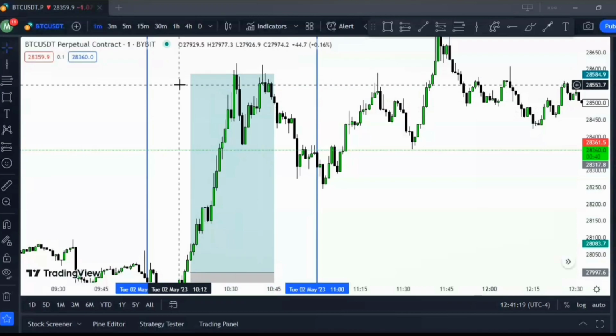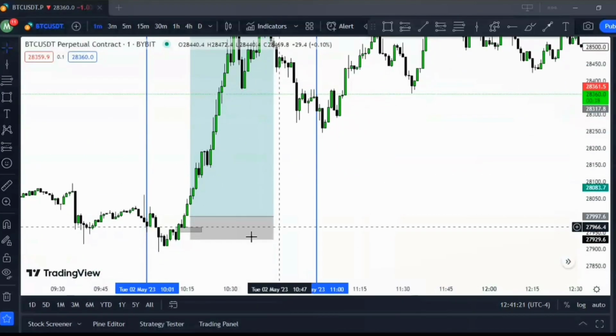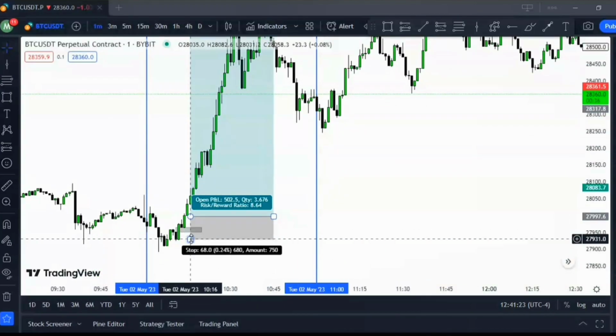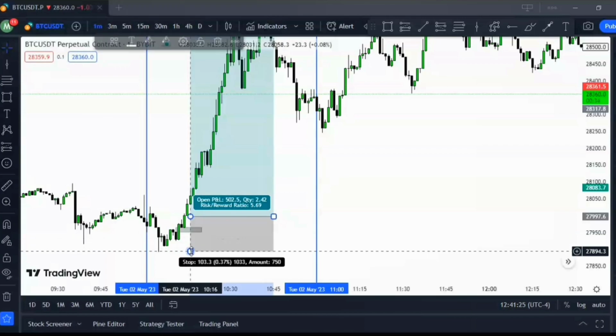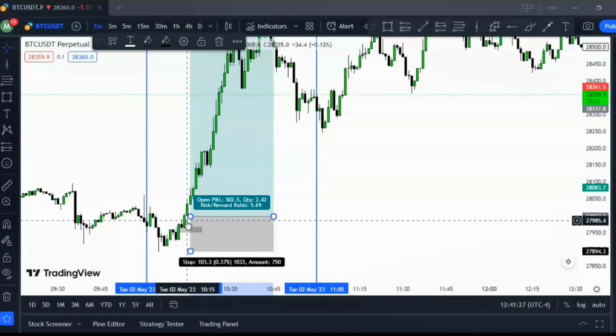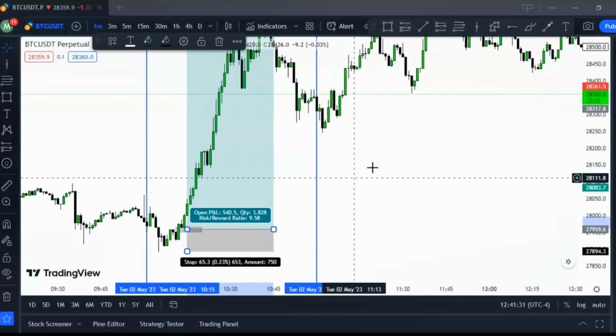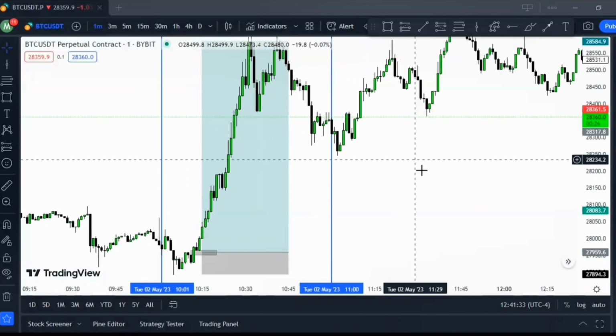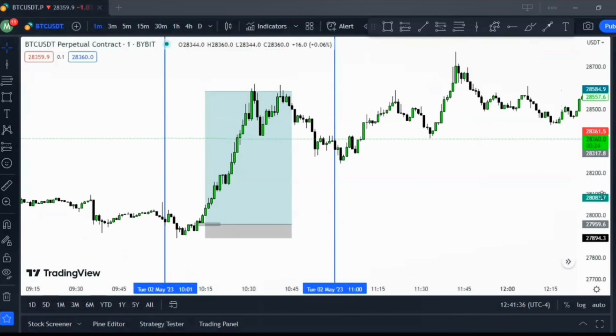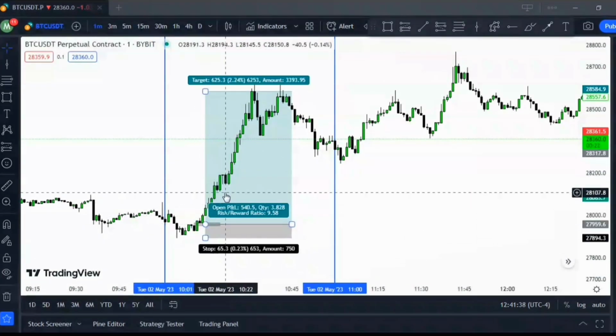So I think this strategy really works because the stop loss is usually a small one. So you can put in some trades by this strategy. If you have any question regarding this, you can ask me. This was all about the silver bullet strategy, and in my opinion, it really works.